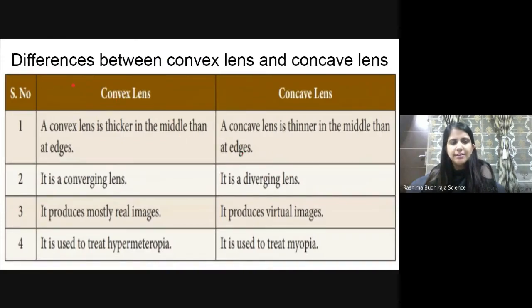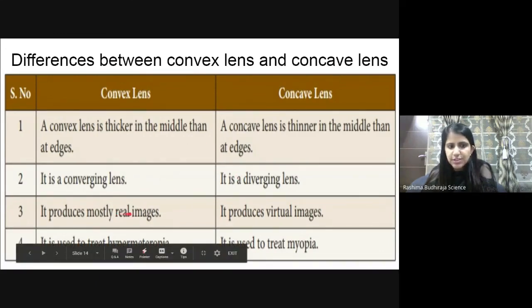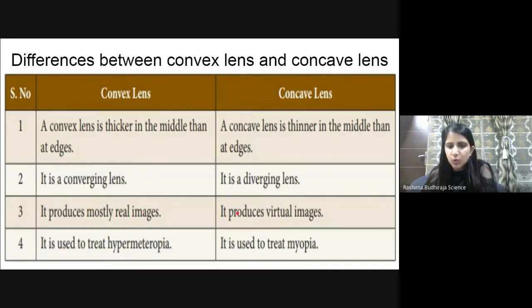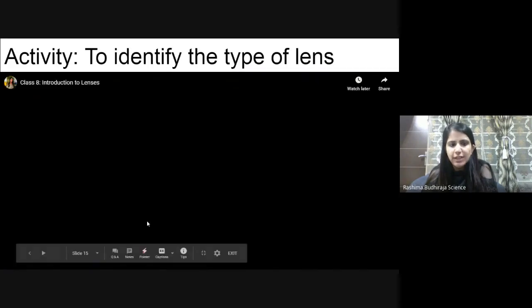Let us see what are the differences between the convex lens and concave lens. A convex lens is thicker in the middle than at edges. A concave lens is thinner in the middle than at edges. A convex lens is a converging lens. A concave lens is a diverging lens. A convex lens produces mostly real images. A concave lens produces virtual images. We are going to understand this with the help of this activity.